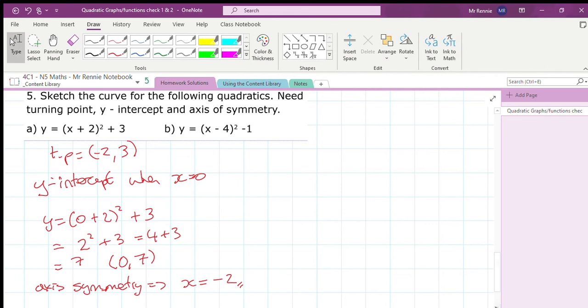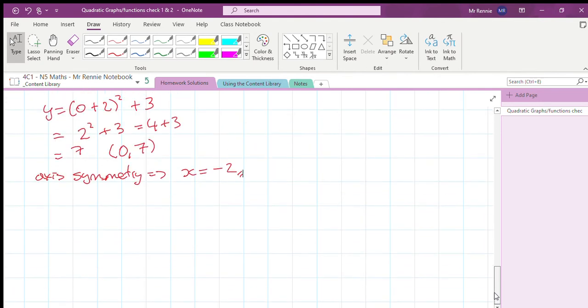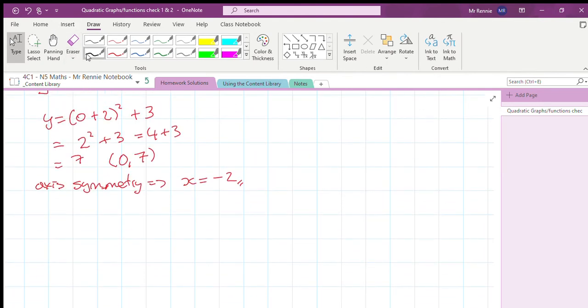So if we sketch this, and it does say a sketch, so we're not looking for anything fantastically major, we're just looking for a sketch. If I sketched this out, it would be a set of axes like this. Turning point was negative 2, 3. So we go along negative 2, up 3. So it's going to be along there somewhere. Let's try that again. So that's going to be negative 2, 3. It curves up and down like that, and we know it crosses the y-axis at the y-intercept at 7. So that would be a sketch for the quadratic there.